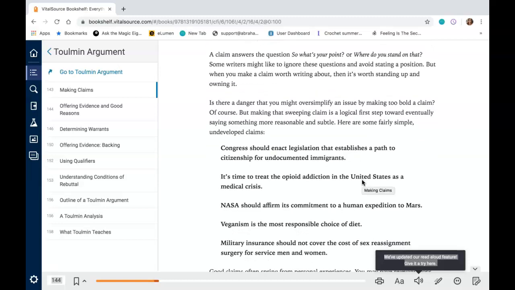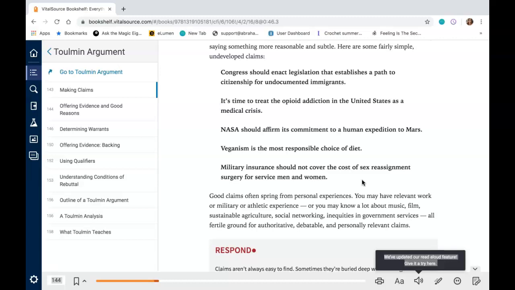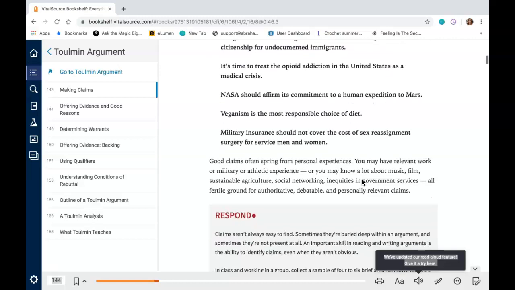So here are some fairly simple, undeveloped claims. Congress should enact legislation that establishes a path for citizenship for undocumented immigrants. It's time to treat the opioid addiction in the United States as a medical crisis. NASA should affirm its commitment to a human expedition to Mars. Veganism is the most responsible choice of diet. Military insurance should not cover the cost of sex reassignment surgery for servicemen and women.